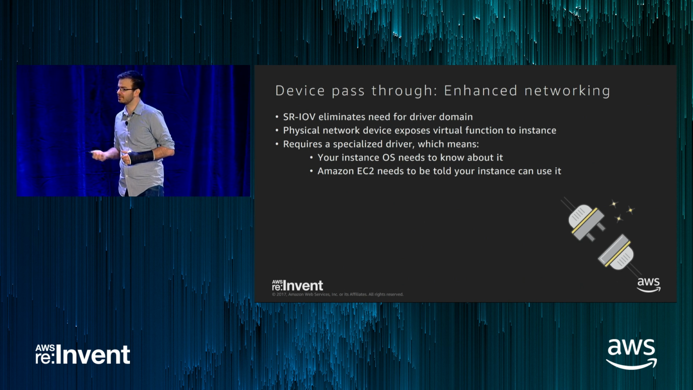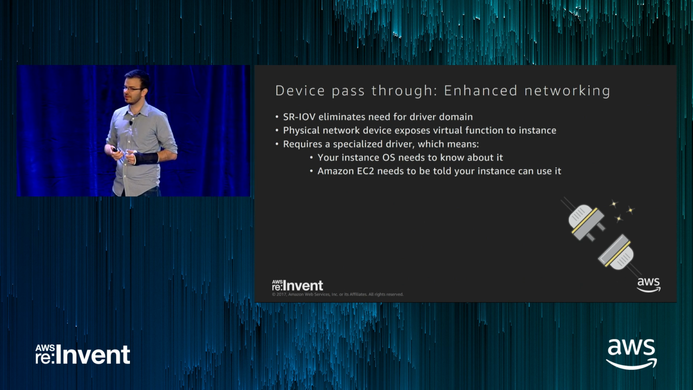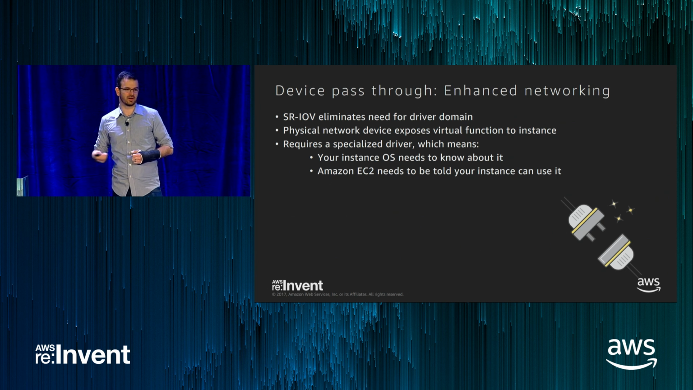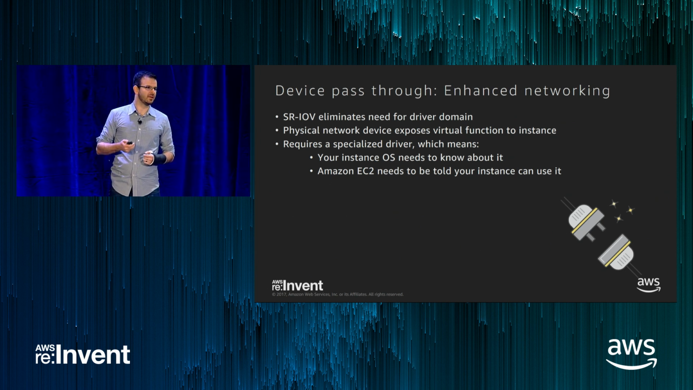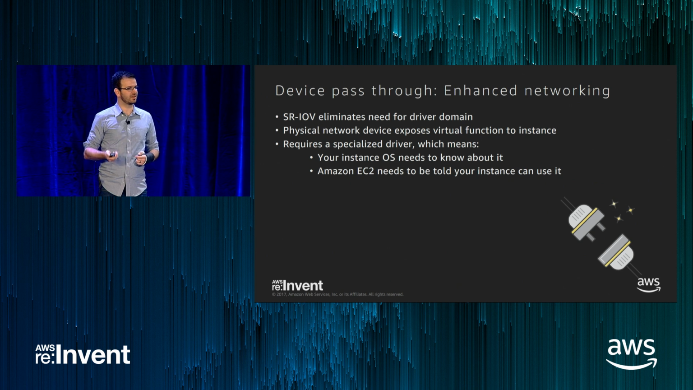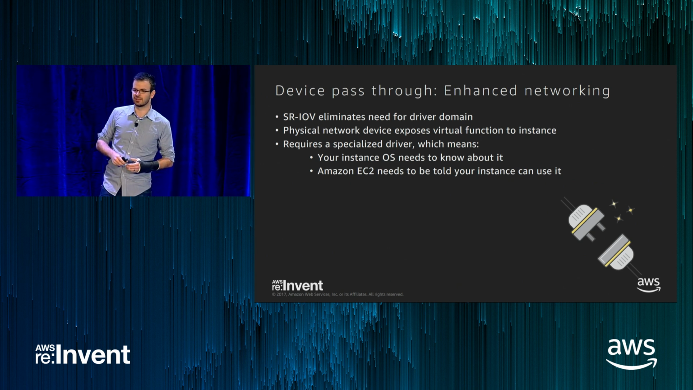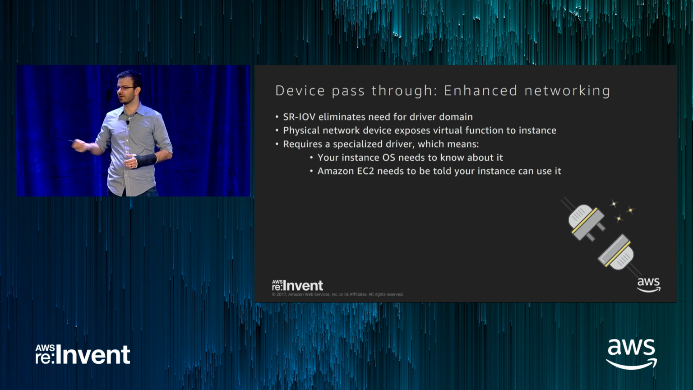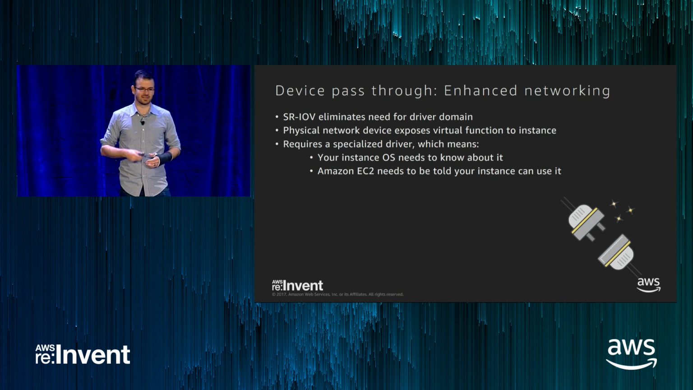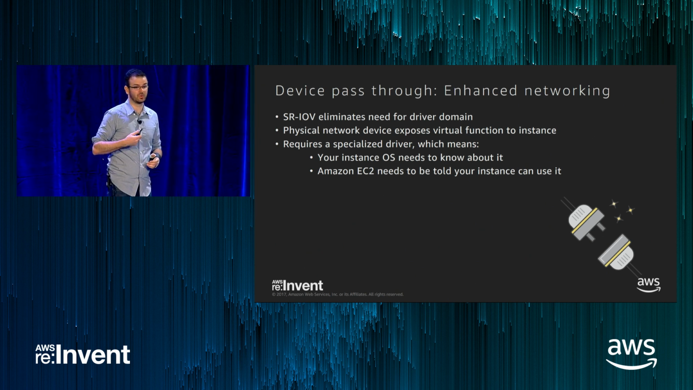Now, to use enhanced networking, there are a couple of requirements. You have to make sure that you actually have the network driver for that network card installed in your operating system. And you have to tell EC2 that you have that driver installed so that it knows to expose the network card in a different way. So there's a flag that you have to flip on your AMI or on your EC2 instance to say that you want to use enhanced networking.